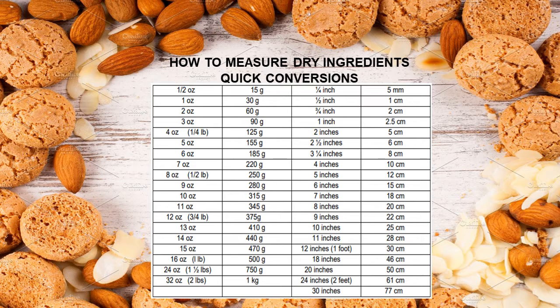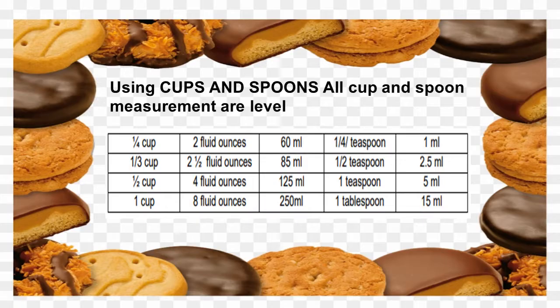24 ounces, equivalent to 1 1/2 pounds, 750 grams, 20 inches, and equivalent to 50 centimeters. 32 ounces, equivalent to 2 pounds, equivalent to 1 kilogram, equivalent to 24 inches or 2 feet, equivalent to 61 centimeters. 30 inches, equivalent to 77 centimeters.